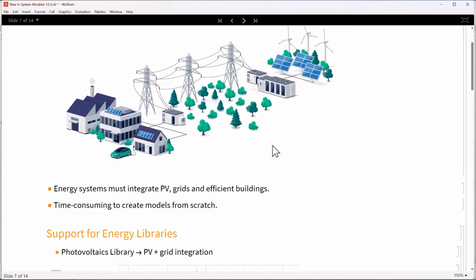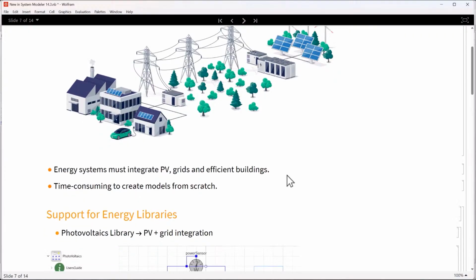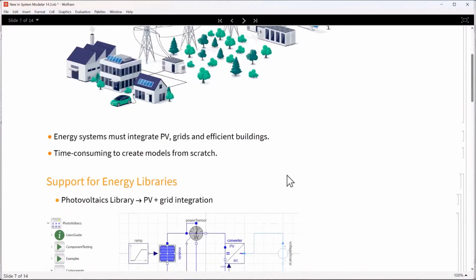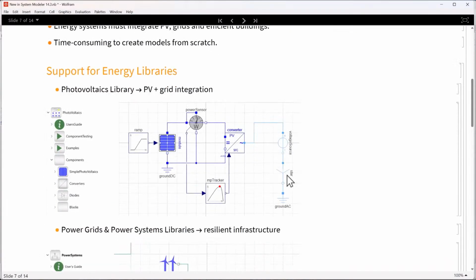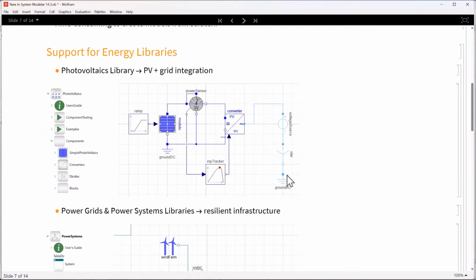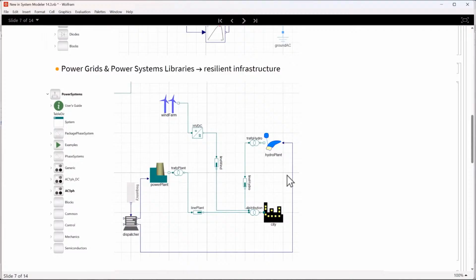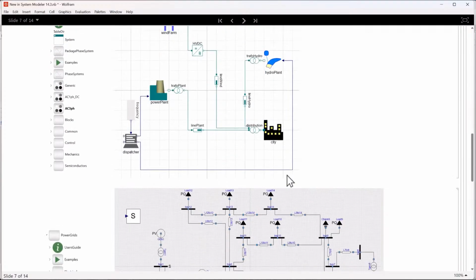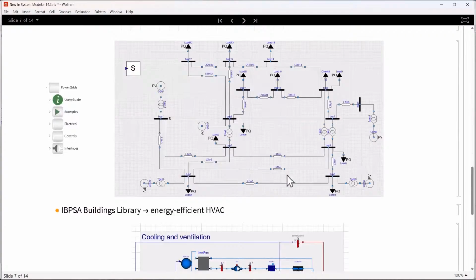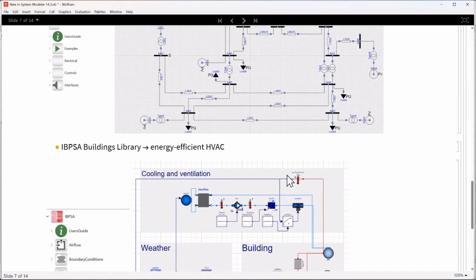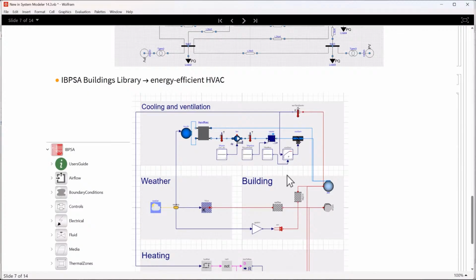Energy systems today must integrate renewables, grids, and buildings with rooftop solar, and they have to do so reliably. The problem is that building these models from scratch is often slow and complex. That's why System Model 14.3 introduces support for energy libraries. The photovoltaic library for PV and grid integration, the power grids and power system libraries for transient grid modeling, and the IBPSA buildings library for designing HVAC systems.